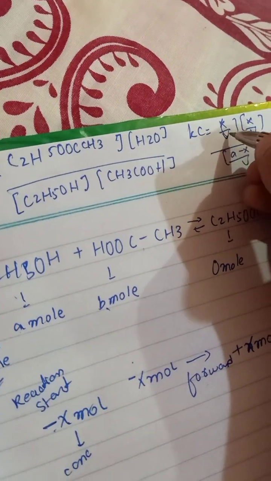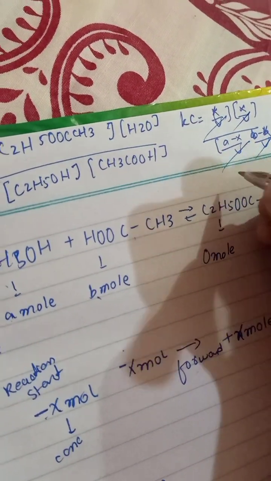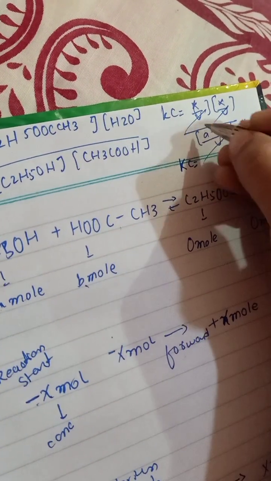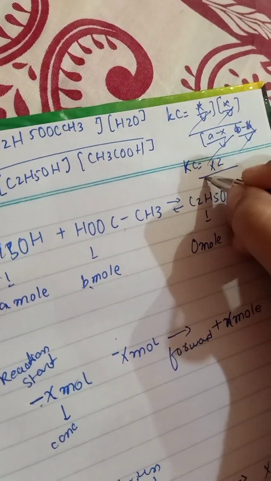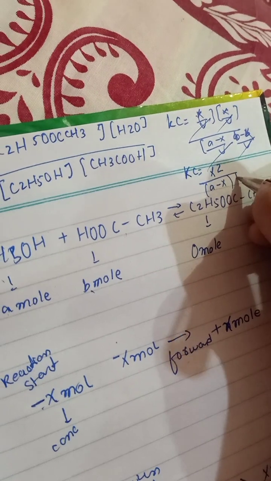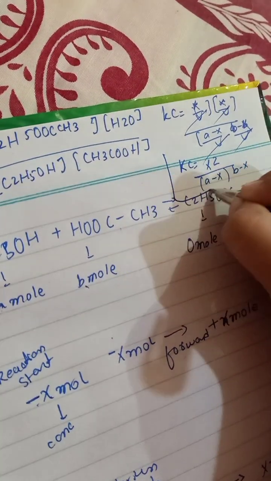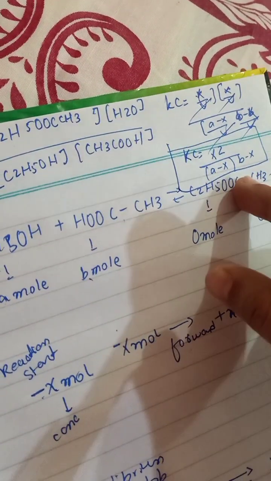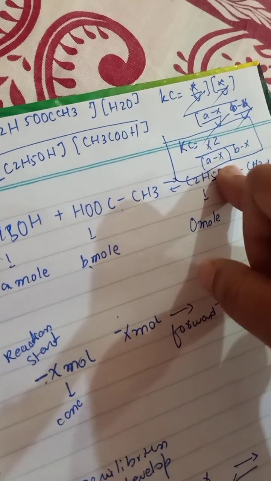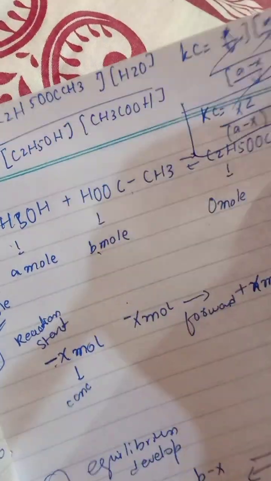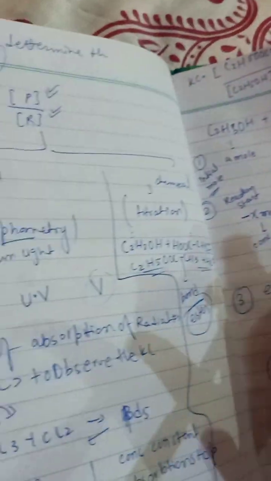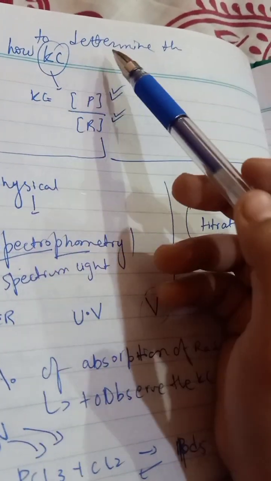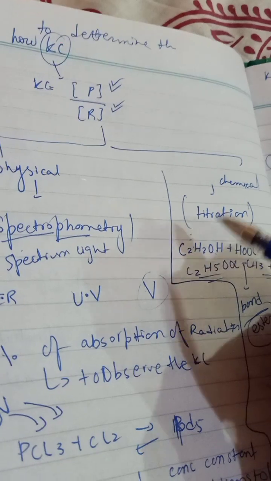Now this V can be cancelled, so we can write Kc is equal to X into X, which is X square upon A minus X and B minus X. This is the Kc. From this formula you can solve different problems that we'll be discussing in the next video. So this was about the determination of the Kc by the two methods.